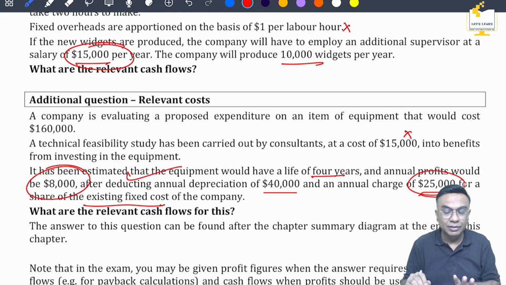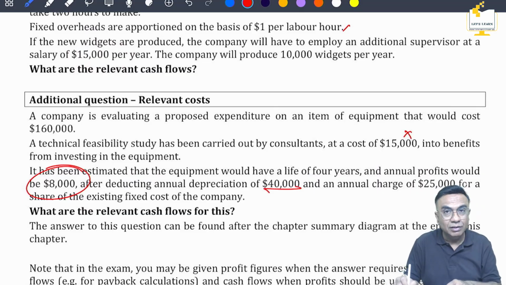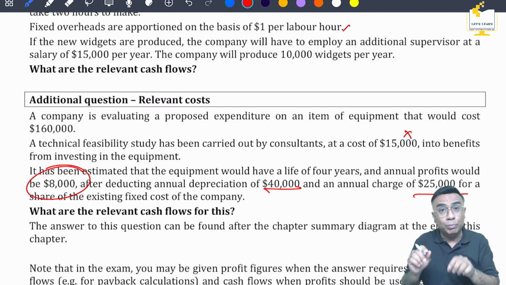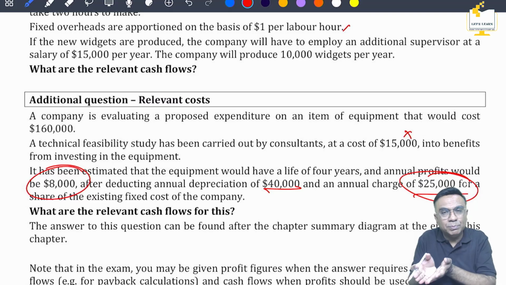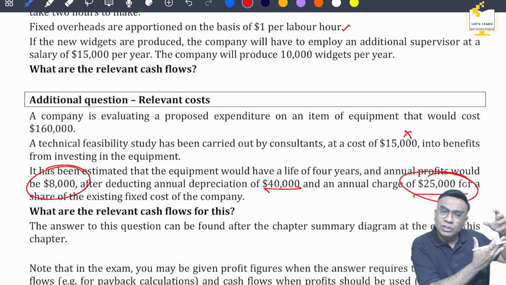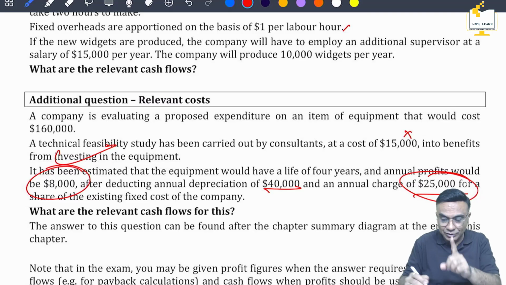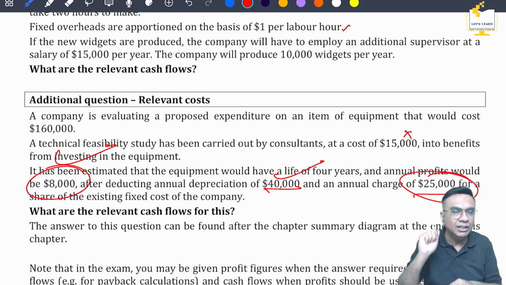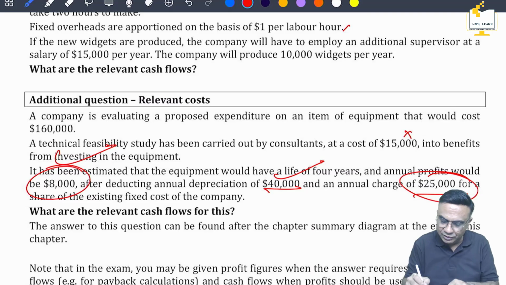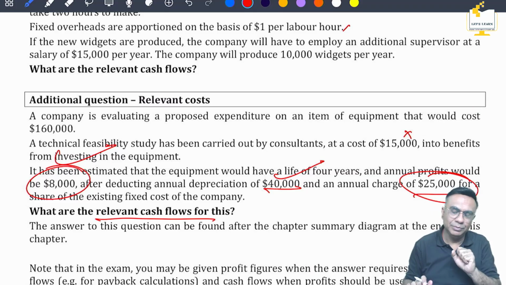So we have already deducted 40,000, we have already deducted 25,000, and for both there is no additional cash outflow. Depreciation we don't pay, and this 25,000 is also not cash flow, because if you don't start this project, the total fixed cost is as it is, right? So the point is 8,000 plus 40,000, that is 48,000, plus 25,000, so 48 plus 25, 73,000. 73,000 is the relevant cash flow. Okay, this is the relevant cash flow, right?